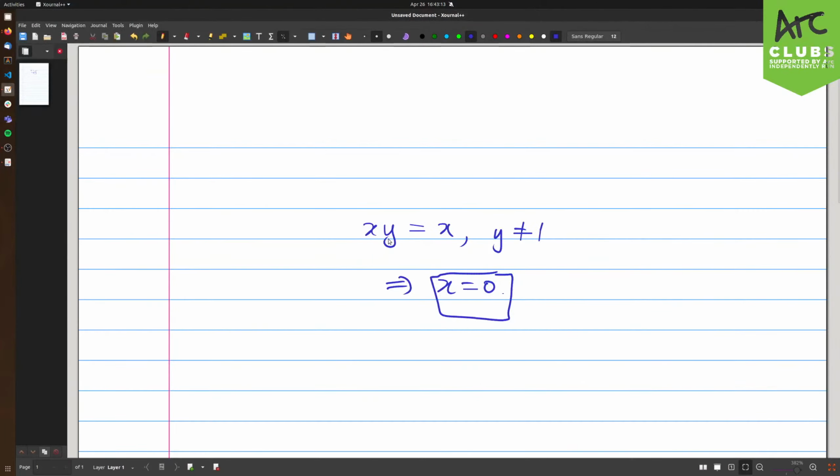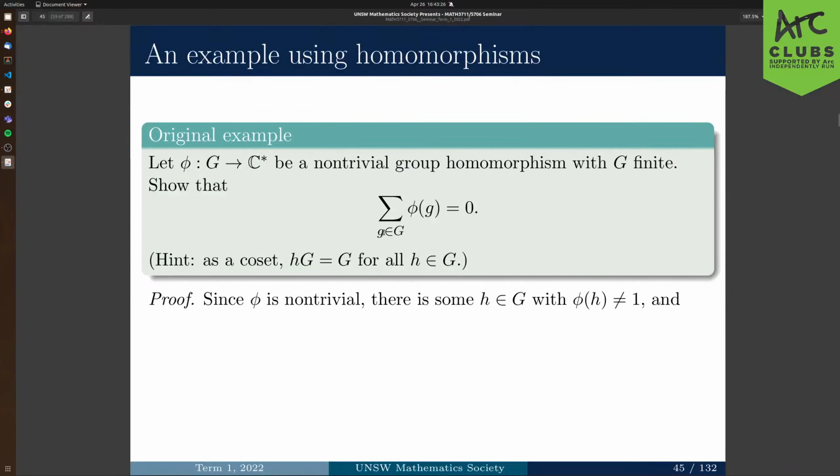So essentially where I'm going is that I want x to be the sum that I'm looking at, and I want y to be phi of h, right? Because I know that phi of h is not 1. So if I was in an exam, that's kind of how I would start thinking about it.